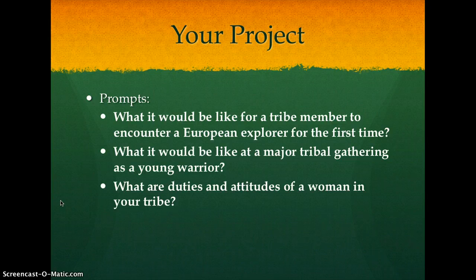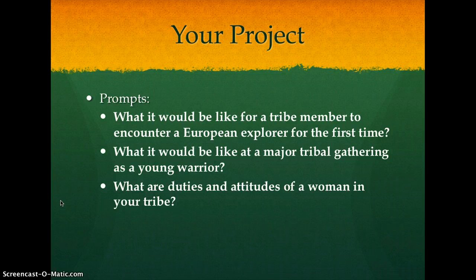The second one: what would it be like at a major tribal gathering as a young warrior? So again, you need to figure out what it would be like for a young warrior, and if there were some kind of special ceremonies or events that they had to engage in in order to become a warrior, or what it was like after he became a warrior. Was life really tough? What did he go after? What were the tribe's major enemies? You need to have something that's realistic, and you can take it in multiple different directions. You just need to make sure that your character is representative of your tribe, and you cannot be stereotypical or embellished.